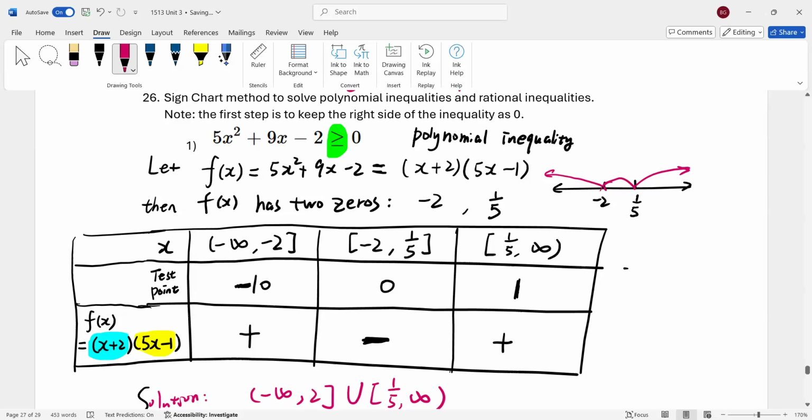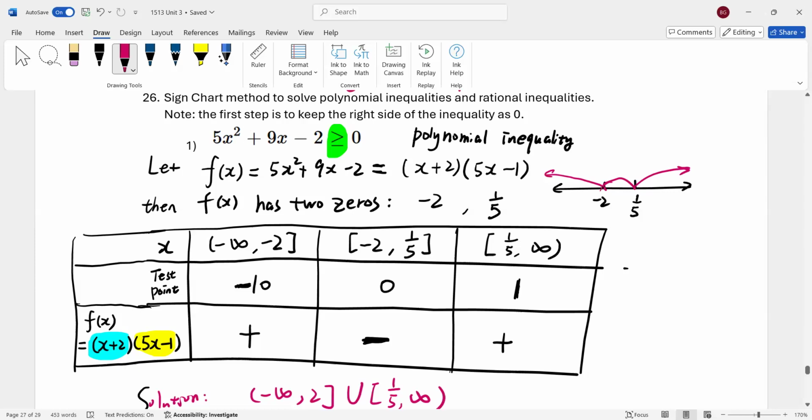Let me summarize, okay? What's the process of applying the sign chart method to solve a polynomial inequality? The standard procedure. Firstly, we have to make sure the polynomial inequality is in the standard form. If it's not, you have to modify and rewrite it in the standard form. In the standard form, the right side of the inequality has to be 0. Very, very important. And the left side is a polynomial function.